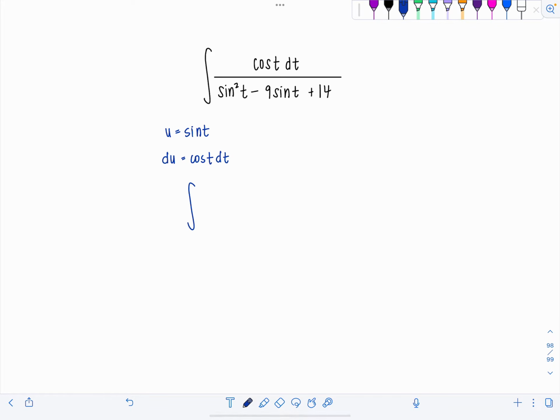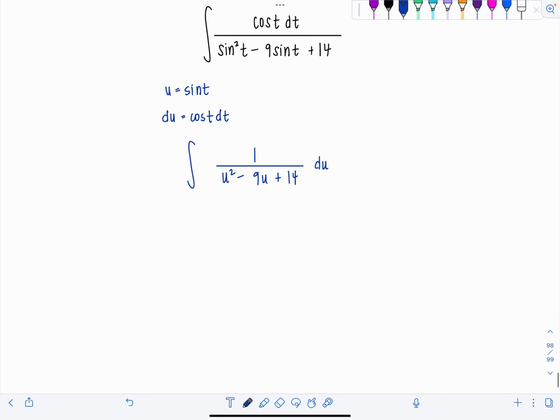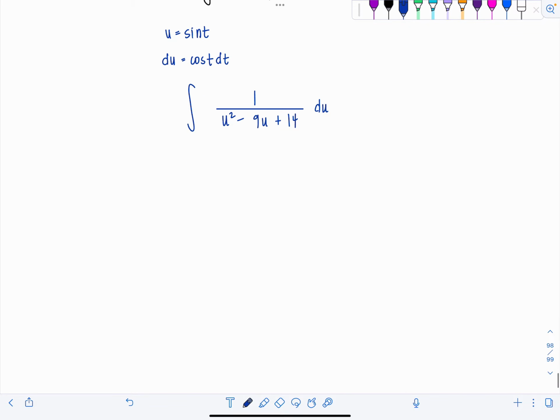So now let's rewrite our integral all in terms of u. I'm going to have 1 over u squared minus 9u plus 14 du. All right, and then we've made ourselves a nice little rational function here. Our integration approach when this pops up is to use partial fraction decomposition. So now off to the side, I'm just going to figure out the decomposition. We're going to factor the denominator.